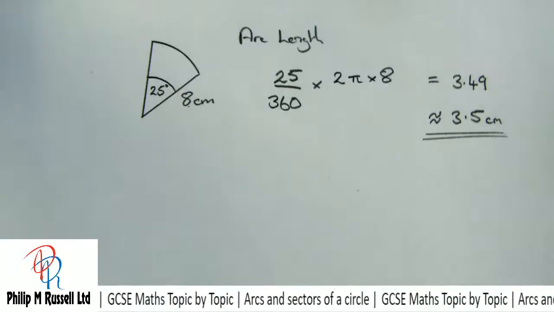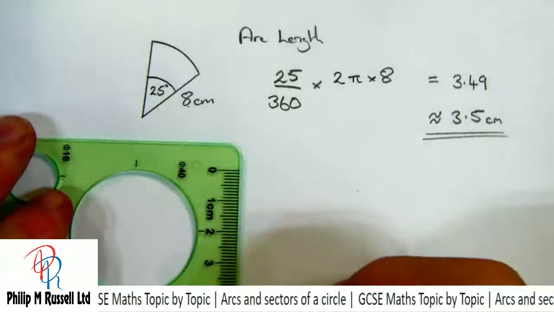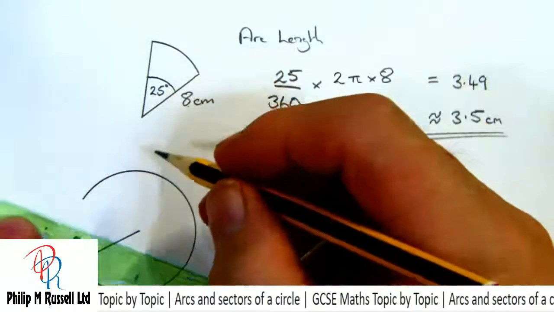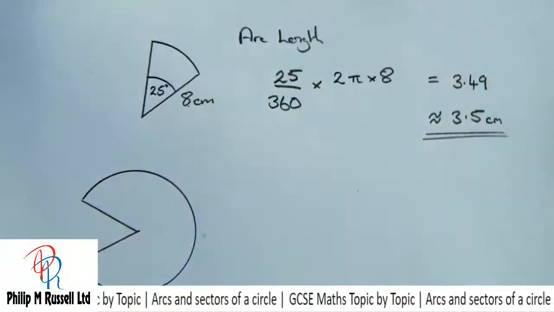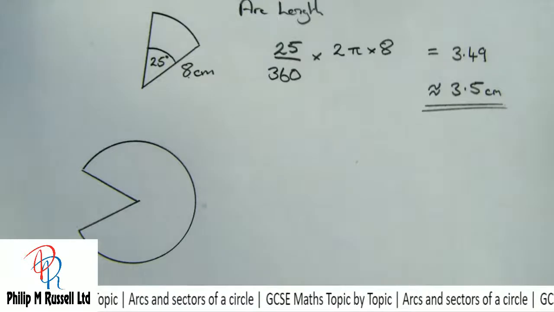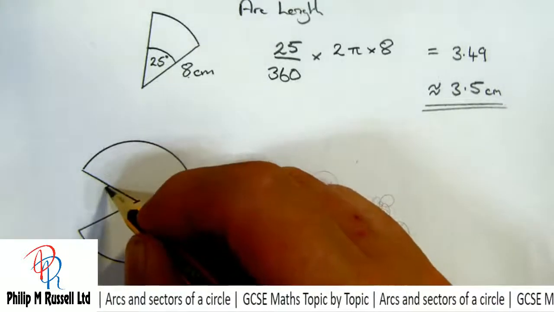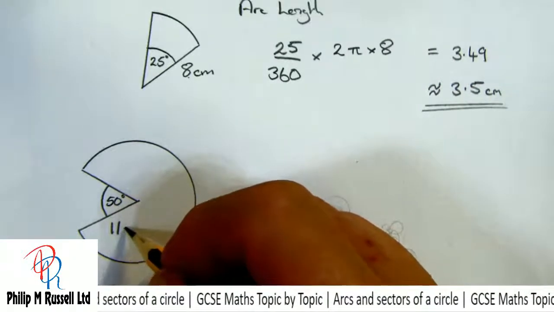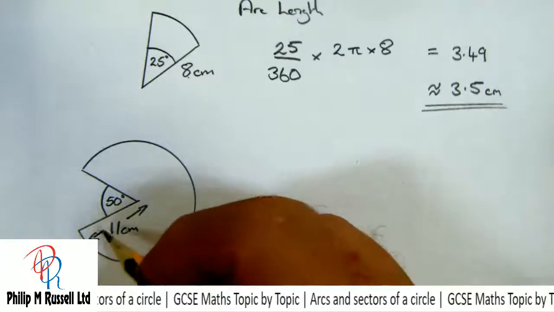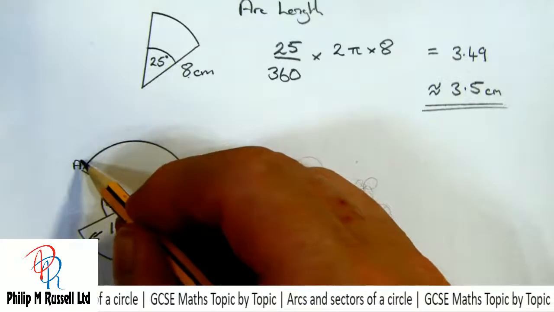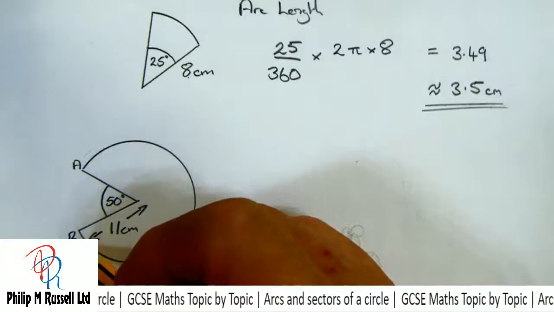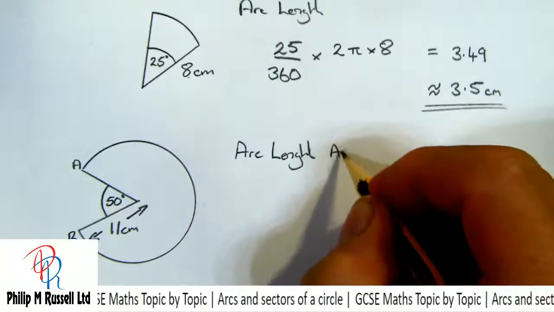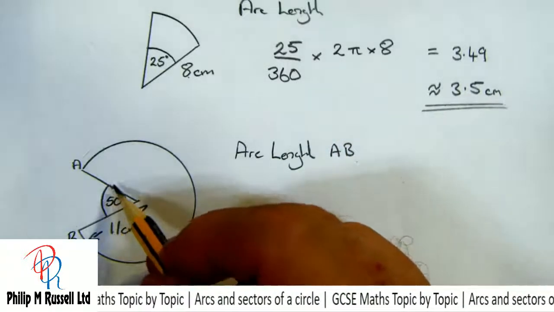Now, sometimes they put you off and they give you one that looks nearly right. But of course, it's designed to try and put you off. It looks like, from what I remember, a Pac-Man here. And this time they give you an angle. And let's say this angle is 50 degrees. And we might have a length here, which is 11. And we're asked to work out the arc length from A all the way around here to B. So I want the arc length of A to B. It isn't this 50 degrees, it's going to be the rest.